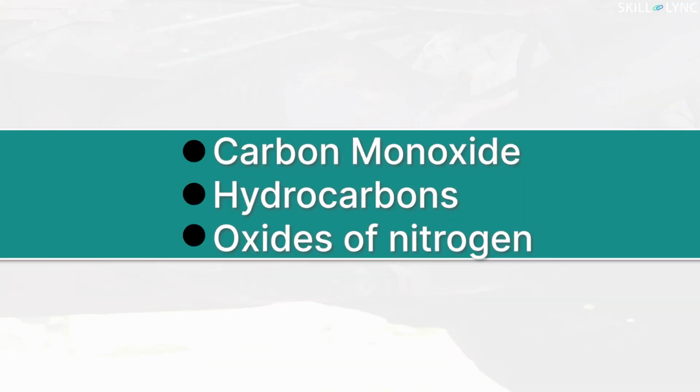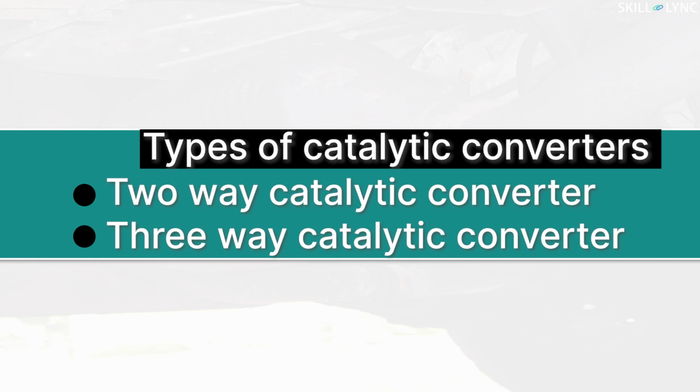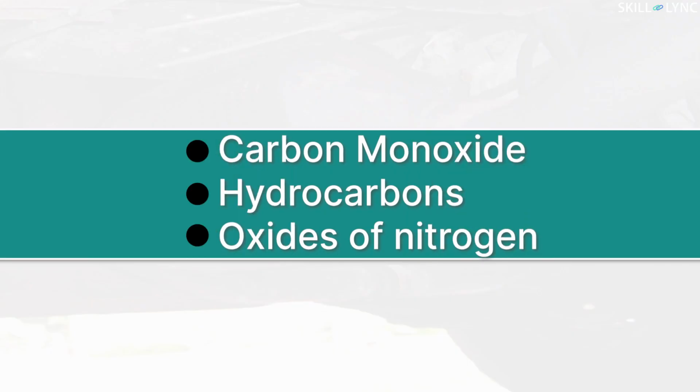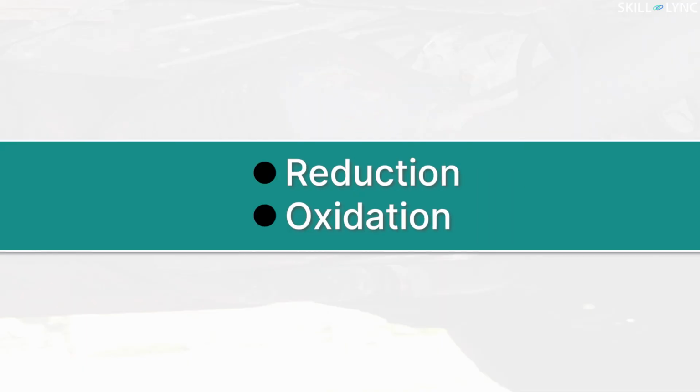The major emissions in the engine exhaust are carbon monoxide, hydrocarbon, and oxides of nitrogen. Based on the emission they control, catalytic converters are of two types: two-way catalytic converter and three-way catalytic converter. The catalytic converter, which controls the emission of carbon monoxide and hydrocarbons alone, is called a two-way catalytic converter. The converter which controls the emission of all three mentioned is known as a three-way catalytic converter. The conversion of the harmful emission into harmless exhaust takes place in two stages. The first stage is the reduction stage, and the second one is the oxidation stage.